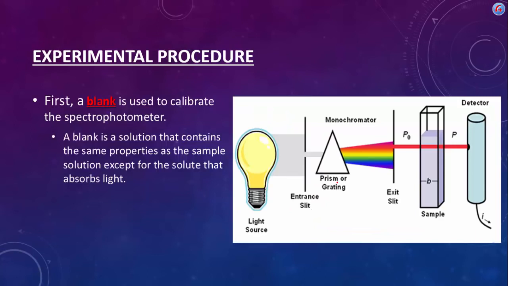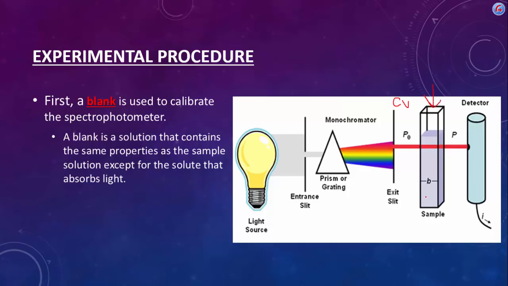Experimentally, one of the first things you need to do before you even put your sample in is use a blank solution. A blank solution is a solution that has the same properties as the sample, except for the solid particle that's going to absorb the light. For example, we're going to be doing a crystal violet lab this year. Crystal violet is a substance that will absorb some light, and it's going to be an aqueous solution. So your blank for this one is actually going to be just water as a background.